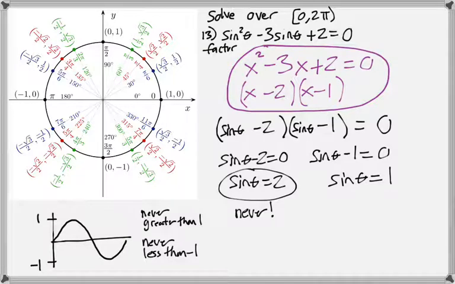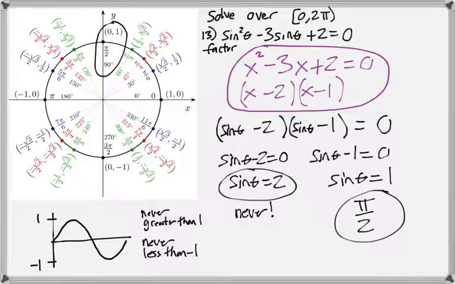So we're not actually getting any answers from this branch. That doesn't mean that it's going to be no solution, because we still have this branch to look at. But from this branch, it's not contributing any answers. So then sine of theta is equal to 1, where is y equal to 1? This will be here at pi over 2. So pi over 2, this is our only answer.